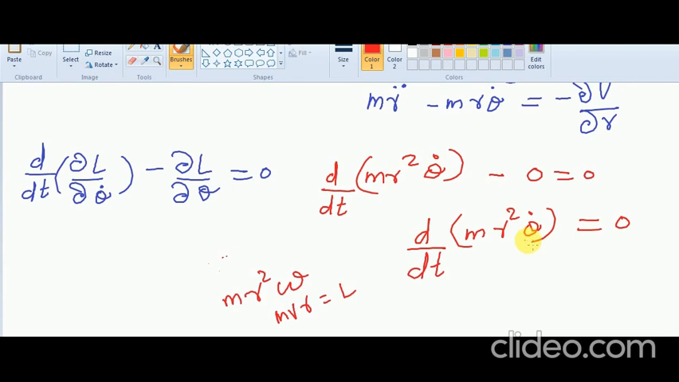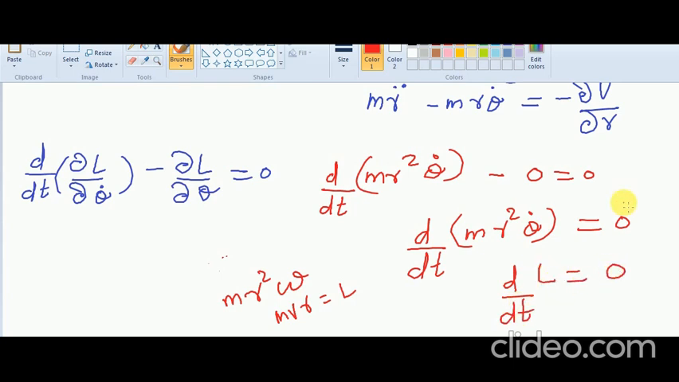So what is m r square theta dot? Theta dot is omega. So it is m r square omega. But r omega is v. So it is mvr. It is L, angular momentum. So this says that d by dt of L, the angular momentum, is equal to 0.